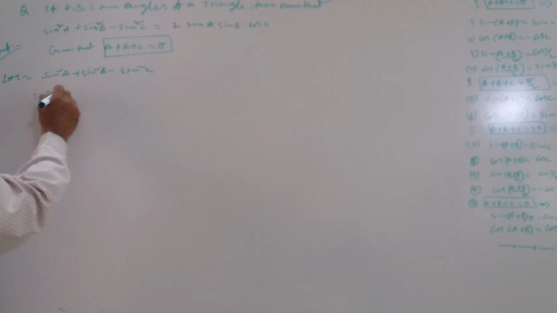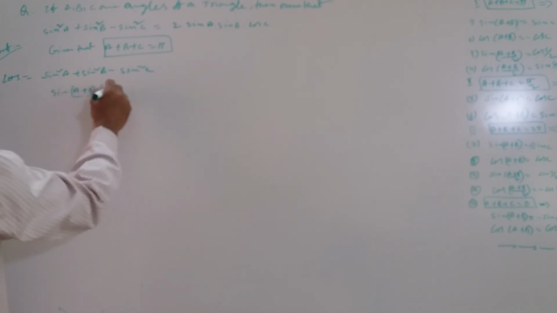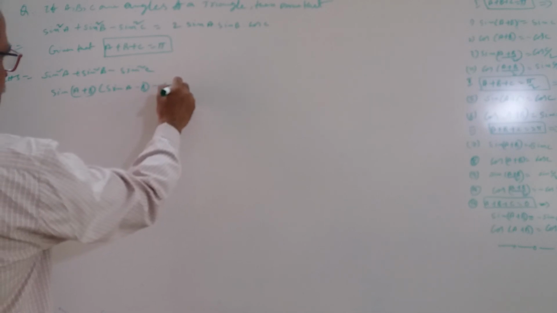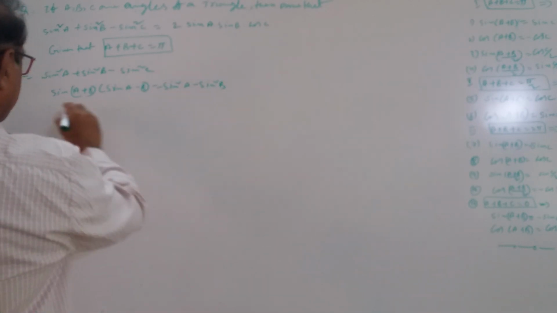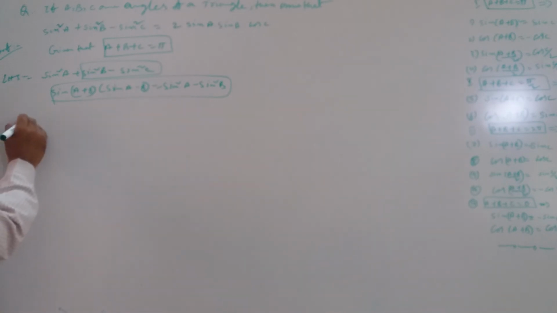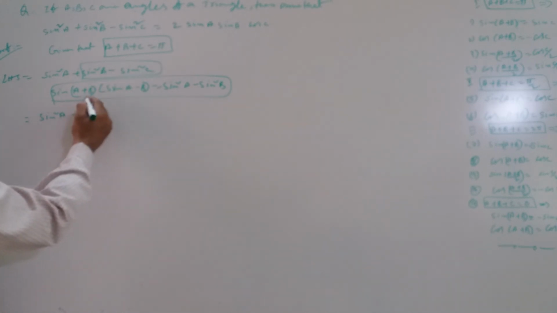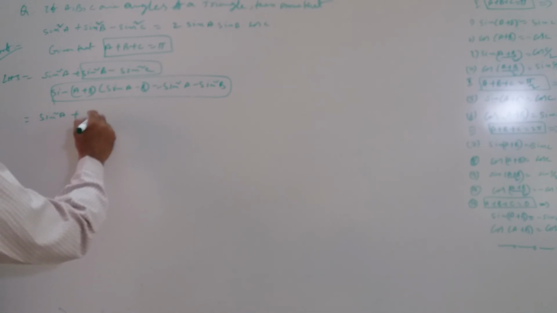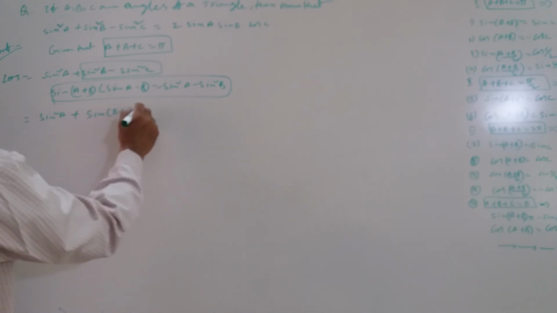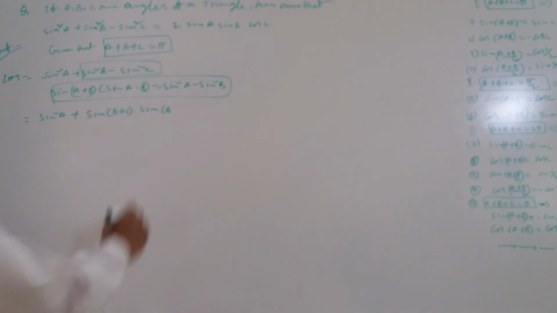This can be written as sin square A. We know the formula sin (A plus B) into sin (A minus B) is equal to sin square A minus sin square B. By using this formula, we can write these two terms as follows: sin square A plus sin square B minus sin square C, that is sin (B plus C) into sin (B minus C), sin square B minus sin square C.